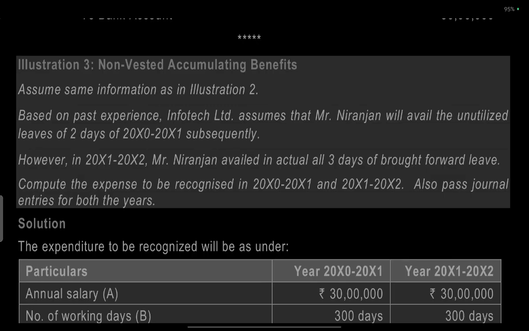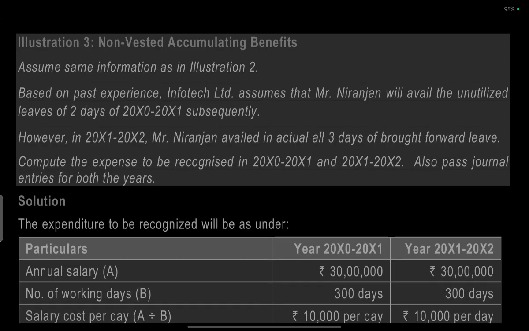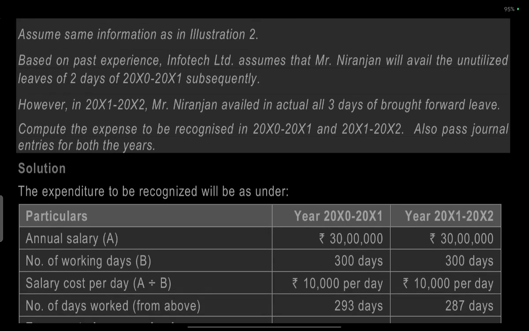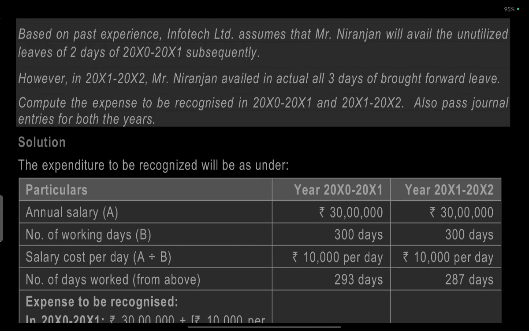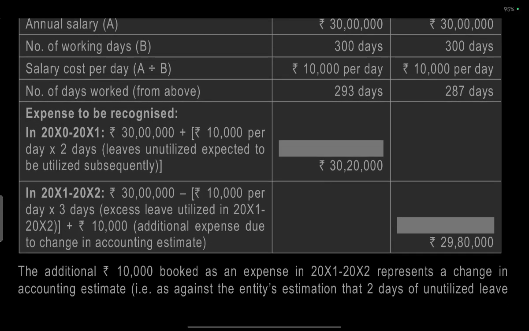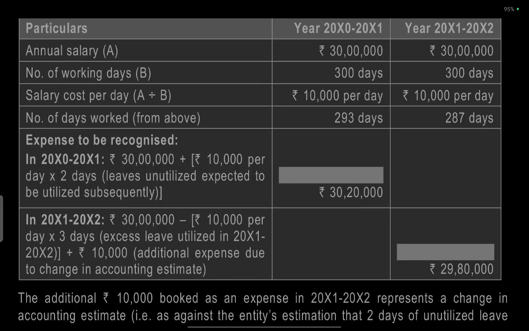Illustration 3: non-vested accumulated benefit. Assume that the information is based on past experience, and the leave available is 2 days. Subsequently, the average availed is 3 days above for 1 day. Complete expenses at the estimate, so 2 days and 3 days. So 30 lakhs plus 3 days plus 2 days.